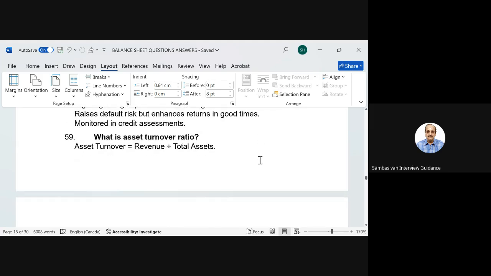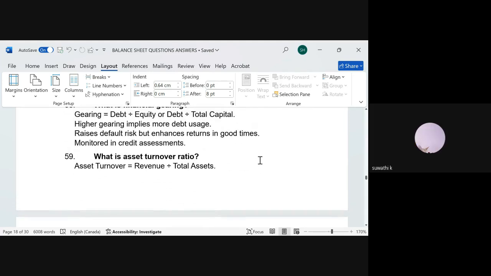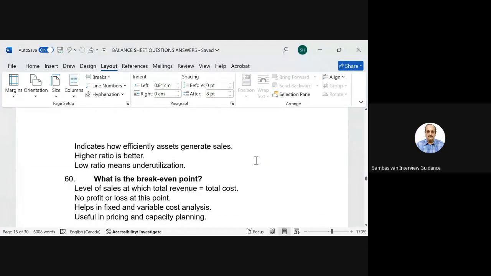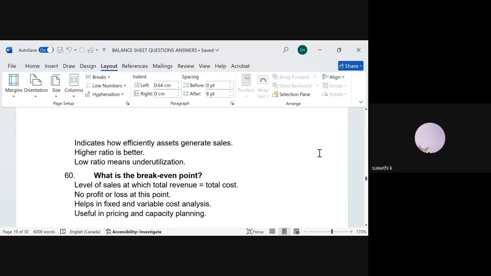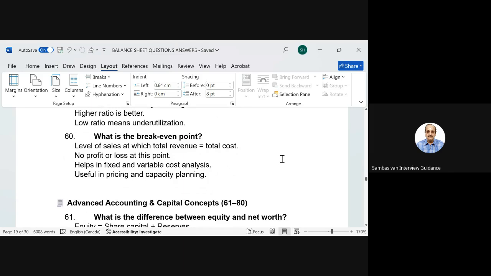Continue. 59. What is asset turnover ratio? Asset turnover is equal to revenue divided by total assets. It indicates how efficiently assets generate sales. A higher ratio is better. A low ratio means underutilization. Correct.